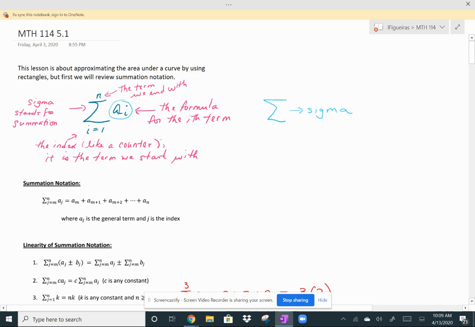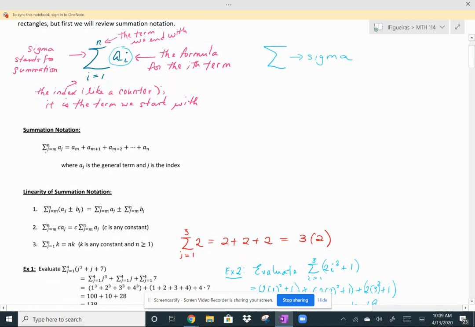Okay, so if we were to expand it, something like this. If you had the sum as j goes from m to n, so I use j instead of i. So i, j, and k are typical index variables that are used. Then when you expand it, your first term is a sub m. Then your next term is a sub m plus 1. So you keep adding 1 to the index until you get to the last one, which is a sub n. And then all of those terms get added together to give you the value of the summation.